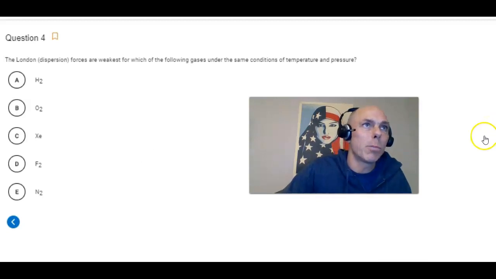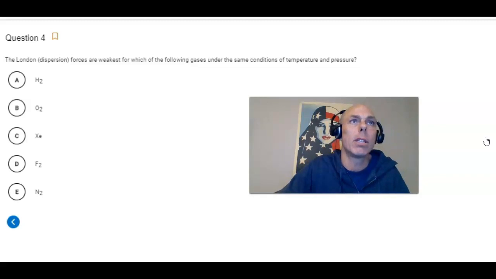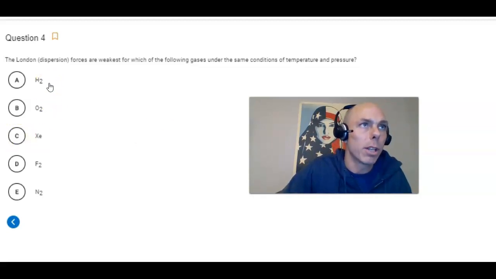All right, question 4. The London dispersion forces are weakest for which of the following gases under the same temperature and pressure? London dispersion forces are weakest for which of these? Hydrogen, oxygen, xenon, fluorine, or nitrogen? Take a peek. Come on back.